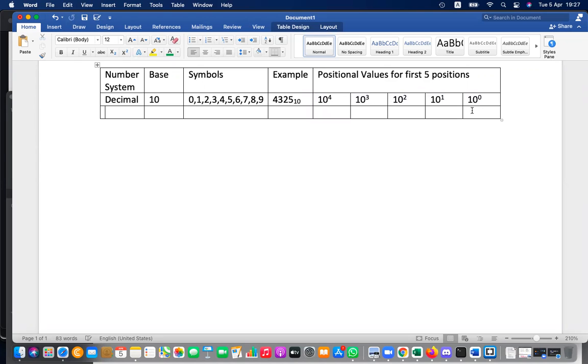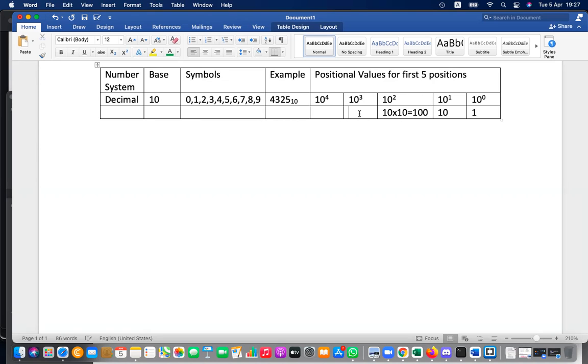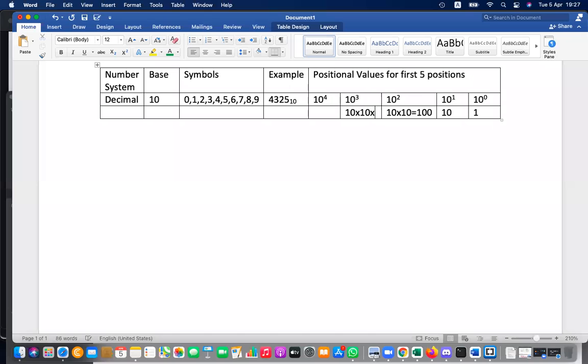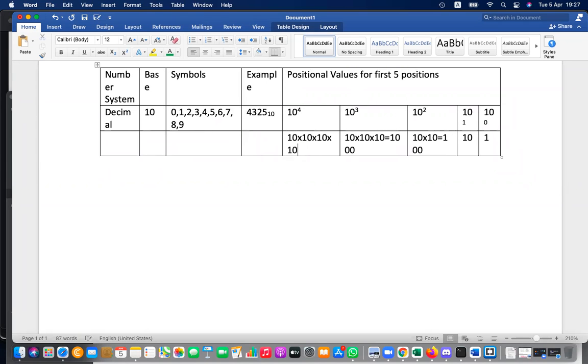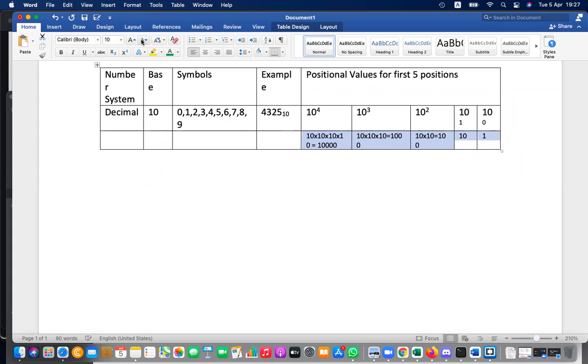Okay, can you tell me the values? 10 to the power 0 is 1. 10 to the power 1 is 10. 10 to the power 2 is 10 into 10, which is 100. 10 to the power 3 is 10 into 10 into 10, which is 1000. 10 to the power 4 is 10 into 10 into 10 into 10, which is equal to 10,000. Okay, kindly fill this table. I need you to fill this table quickly.